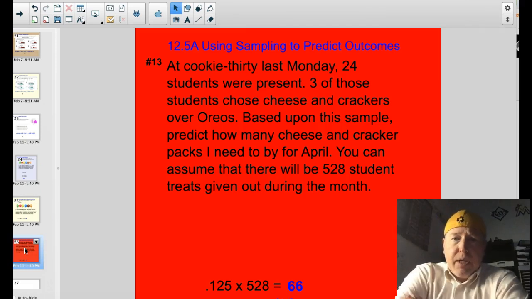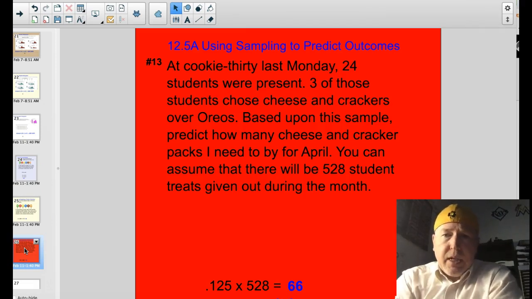At Cookie 30 last Monday, 24 students were present. 3 of those students chose cheese and crackers over Oreos. Based upon the sample, predict how many cheese and cracker packs I need to buy for April. You can assume that there will be 528 treats given out during the month.